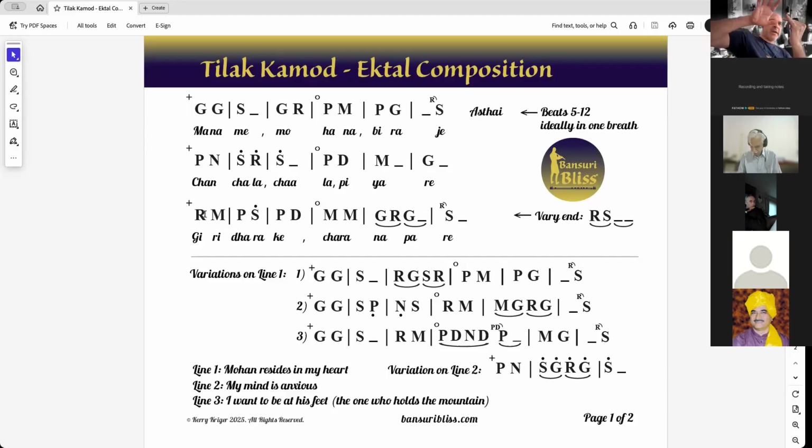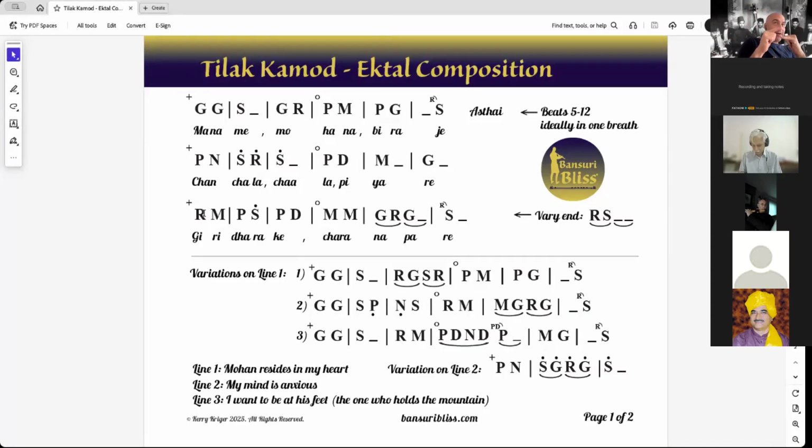Now it's still at Kamod. It would sound perfectly fine to just slide down from sa to pa because we do that all the time in Kamod. But if we want to follow our logical pattern of using the note above it, then it's going to get this nice wavy feel to it, which we don't have to do, but if we wanted to, then it's going to be sa, re, pa. And then, what's the ornamental note on the da? That's ma.